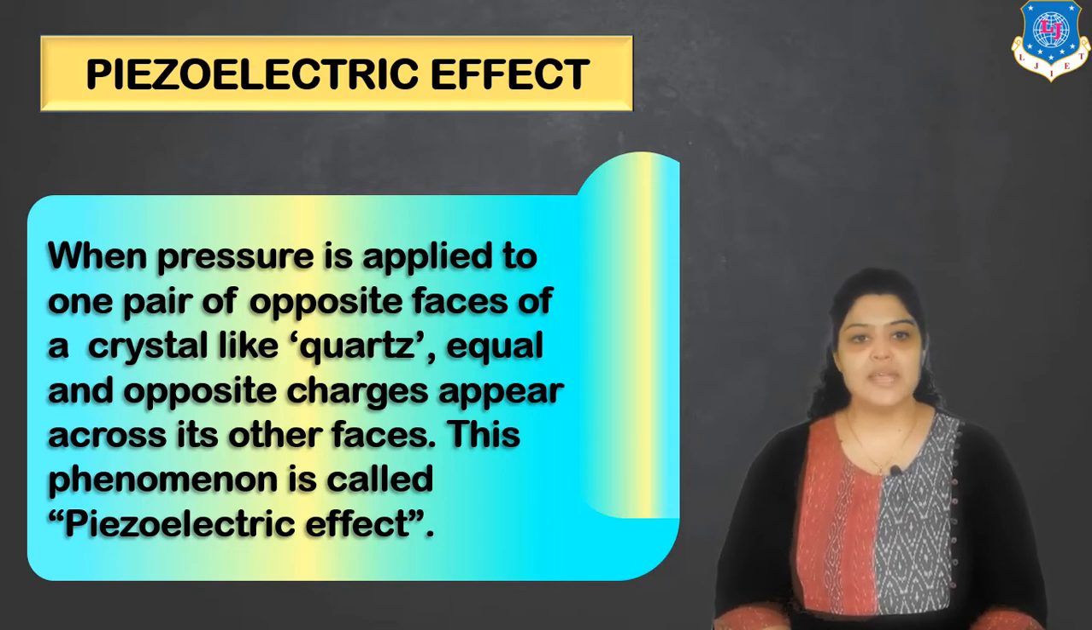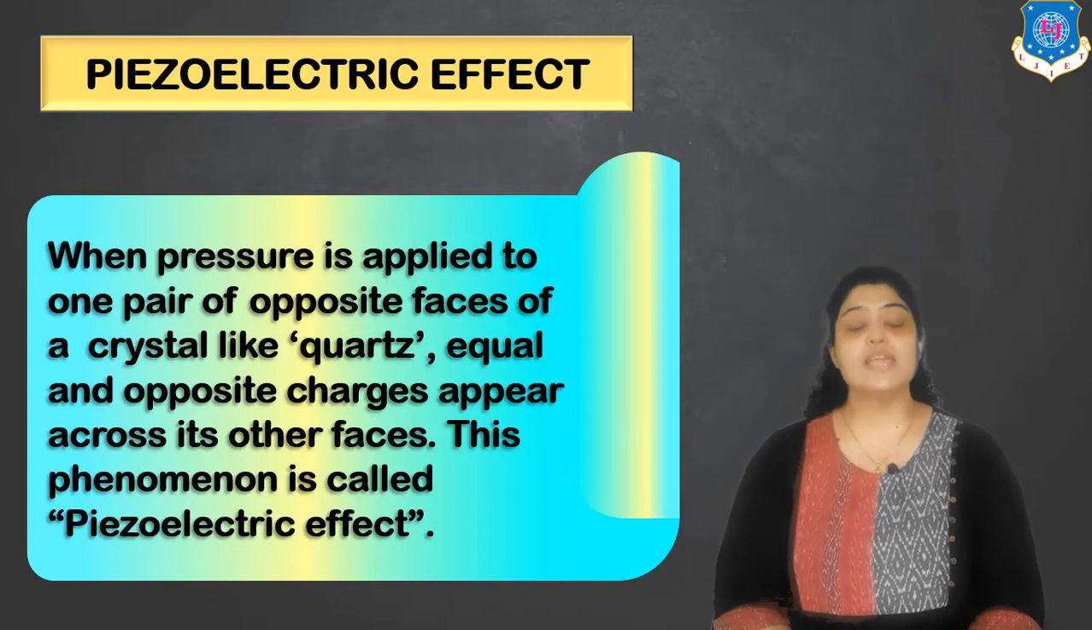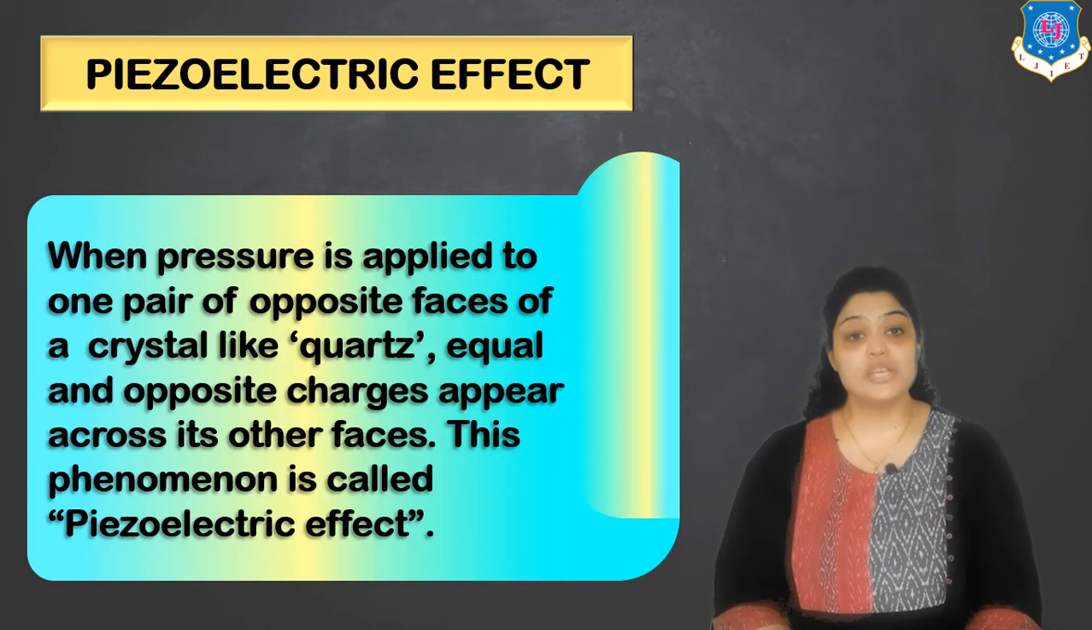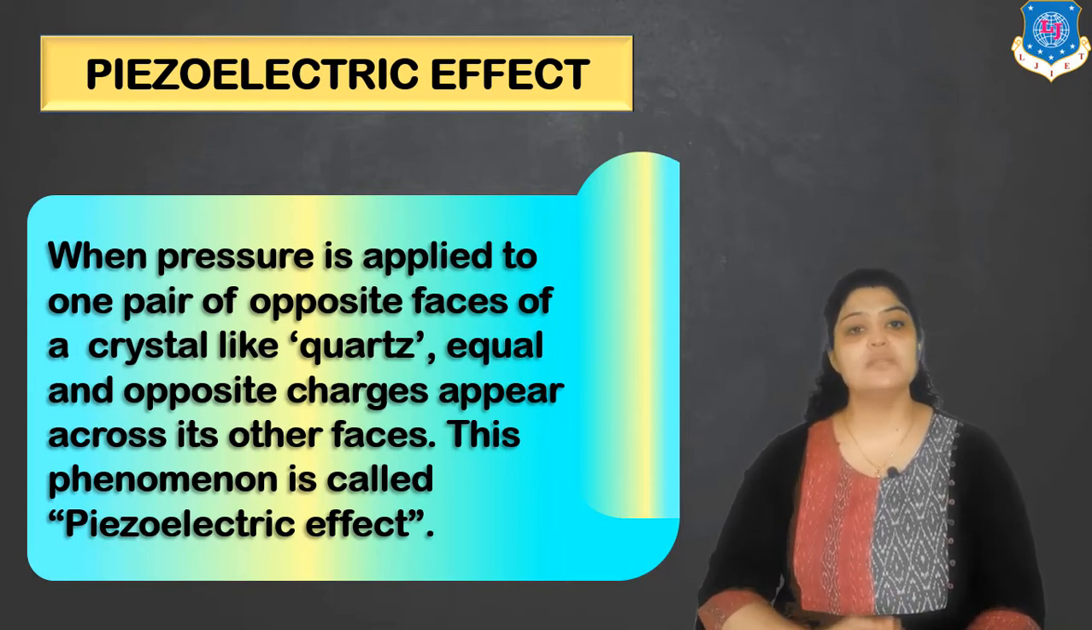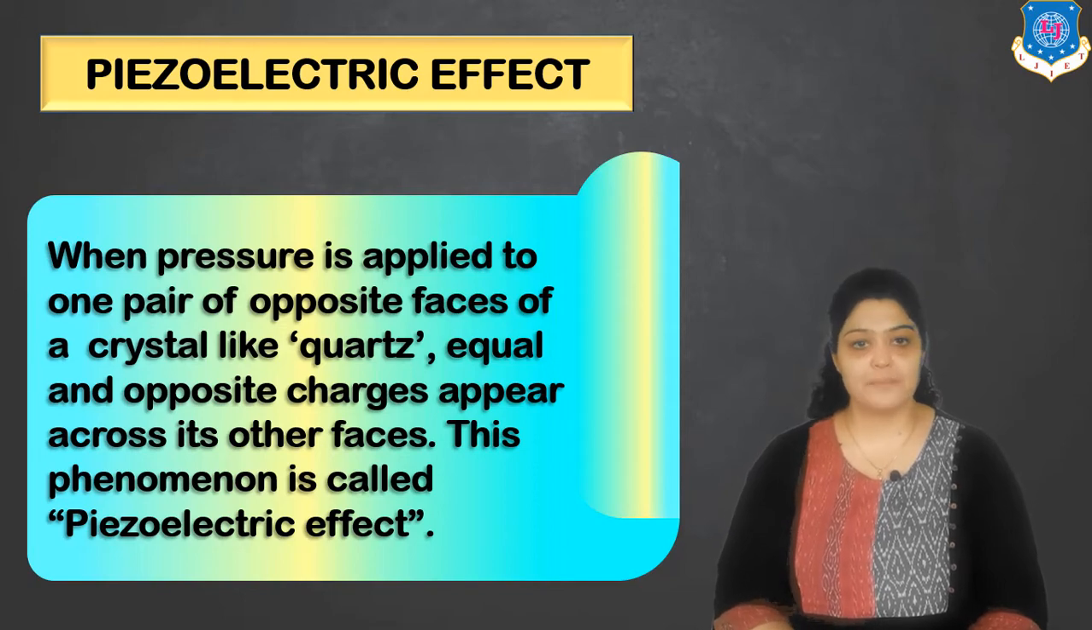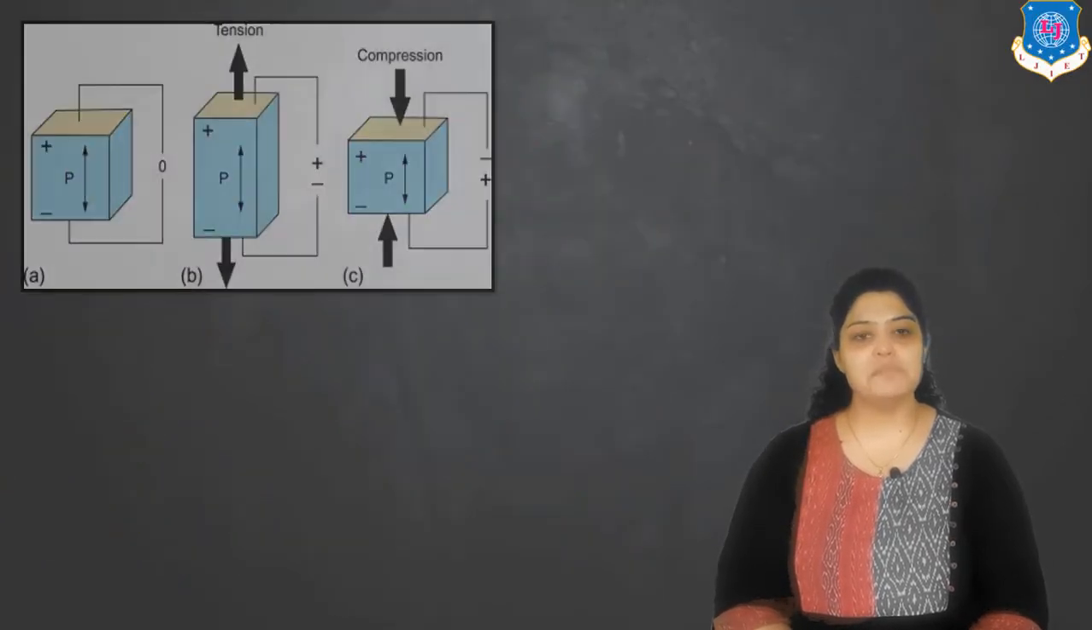Now before I explain this, I would like to tell you there are some crystals available like quartz, tourmaline, and Rochelle salt. Now these crystals have a property. Which property? When you pressurize these crystals, they give you electric charge. And generation of electricity using this concept is also known as piezoelectricity. Let's understand what this statement means.